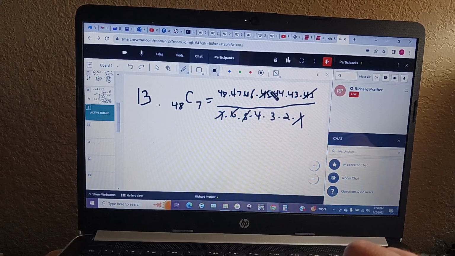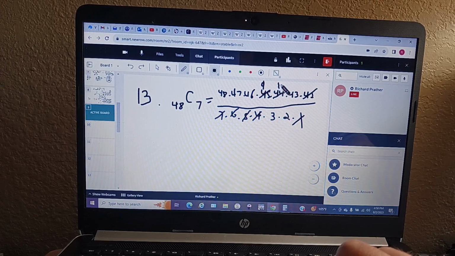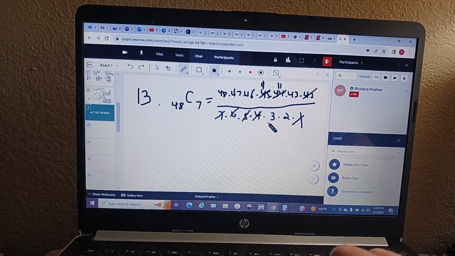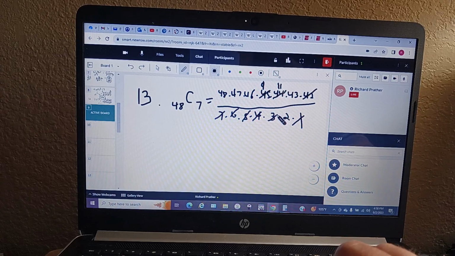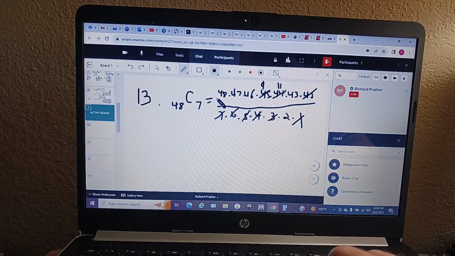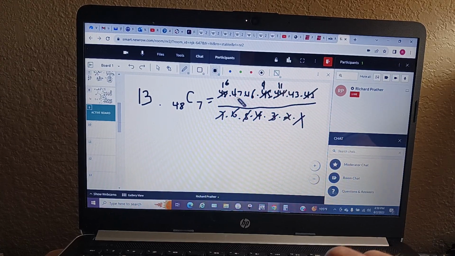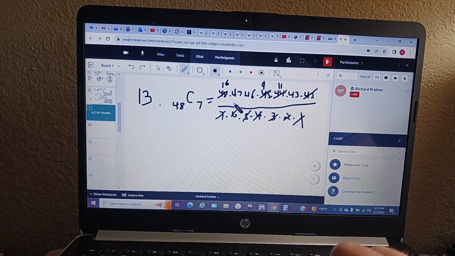5 can go into 45 9 times. 4 can go into either 48 or 44, your choice. I'll do the 44 11 times. 3 divides into any number that adds up to a multiple of 3, 7, 10, 11, 12. It can go into 48 16 times. And then I can have the 2 go into either the 46 or the 16. I could do the 16 again if I want. But I'll just do it in the 46 to make that a smaller number, 2, make that 23.